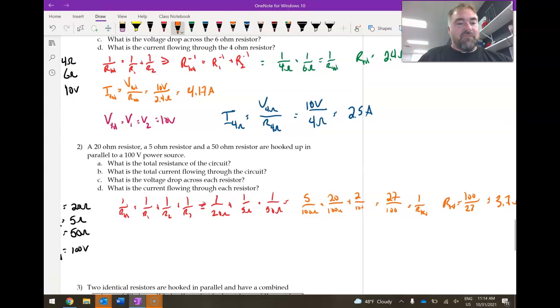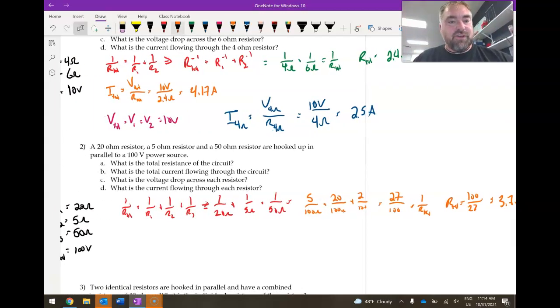Okay. Part B, what's the total current flowing through the circuit? So in this case, I want to find total current. So I'm going to have to use V total and R total. So V total, that's my 100 volts. My R total, we just said, was 3.7 ohms.